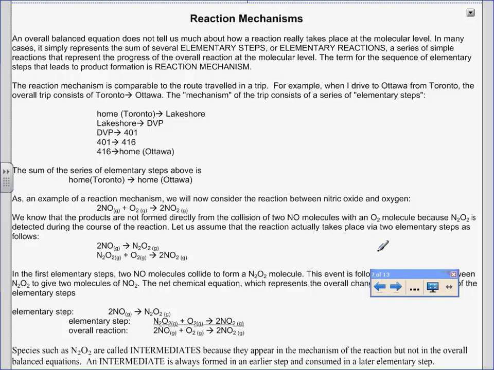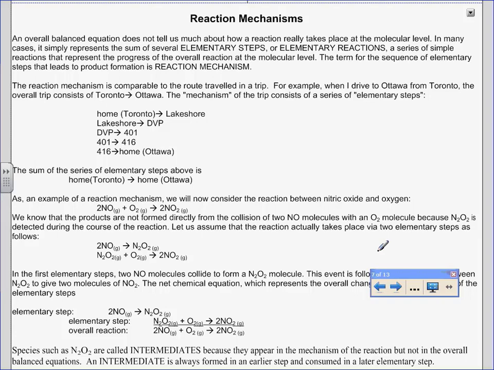Okay, so when you think about it that way, it seems to make sense that reactions don't often occur in one step, but they occur in elementary steps. And this series of elementary steps that lead to a product formation are called the reaction mechanism.